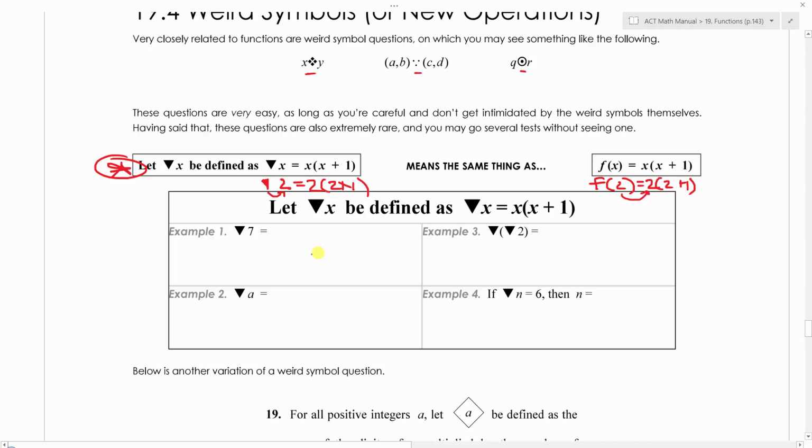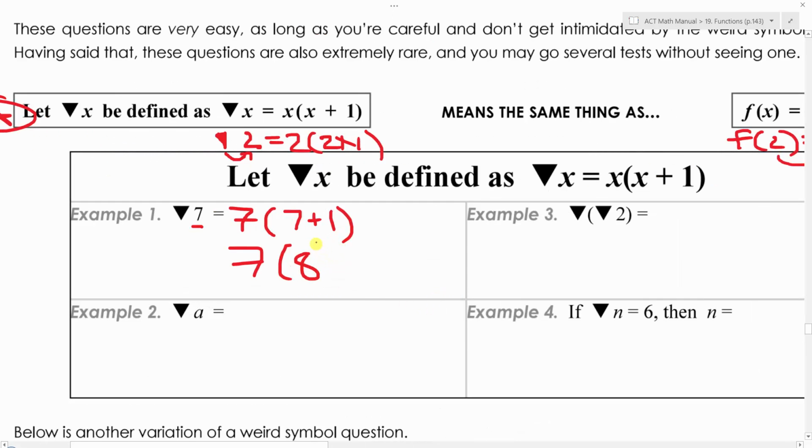So examples 1 through 4, I would go ahead and try these guys on your own before watching me do them. I'm going to go ahead and start working through them right now. So this is weird symbol 7 or upside down triangle 7. Well, remember what this means. This means take the 7 and throw it in everywhere that we see an x for this original function. So this is going to be 7 times 7 plus 1, which is 7 times 8, which equals, I believe, 56. At least it used to. They might have changed it. I'm not sure. 7 times 8 equals 56.